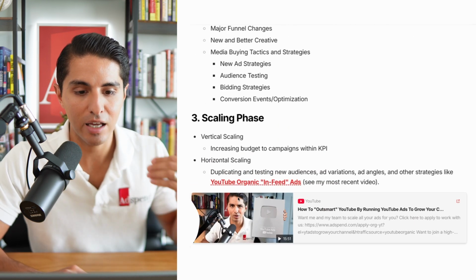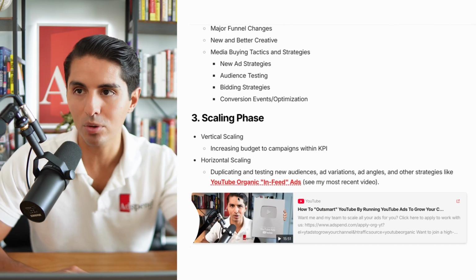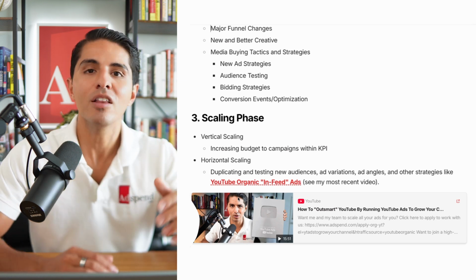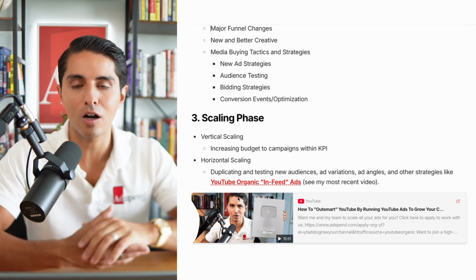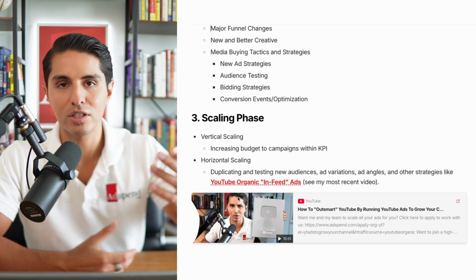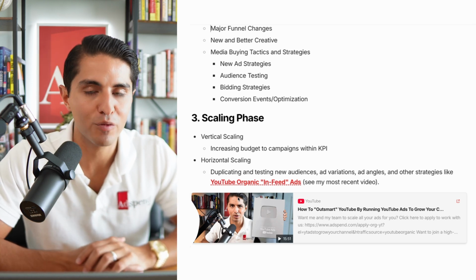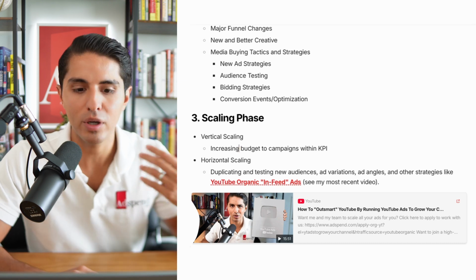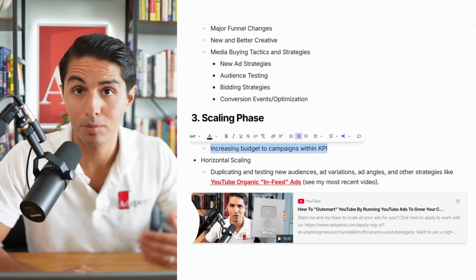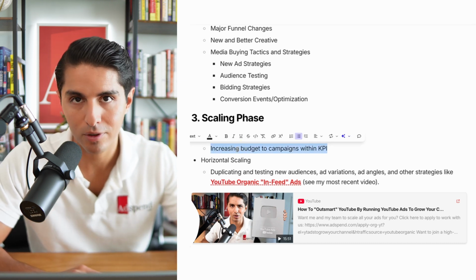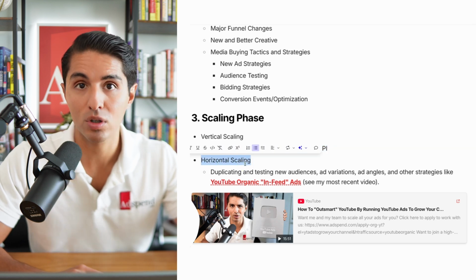Now, once you've done this, you've order of optimization, made these changes, now you go to scaling, okay? Scaling, there's two types of ways to scale. Very simple. You don't got to overcomplicate this. There is details in this that we obviously talk about in like our masterminds, or we obviously do for our agency clients that work with us, and we scale all their ads for them. But for the sake of this video, vertical scaling. You increase the budgets to campaigns within KPI. Something's working, you push more budget, right? Not rocket science.